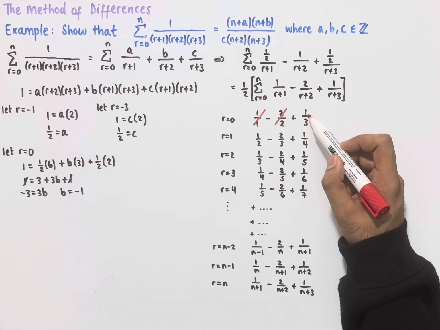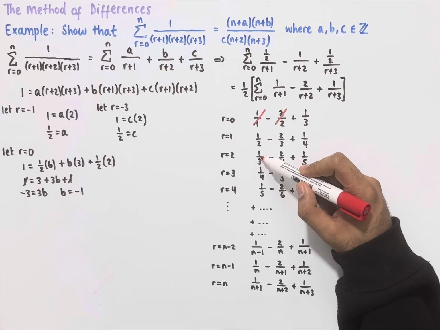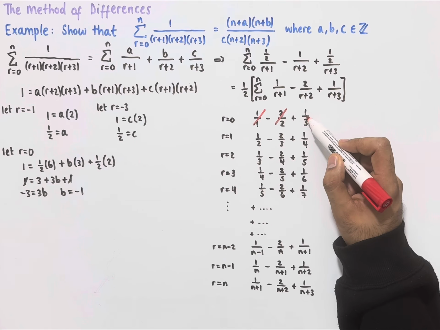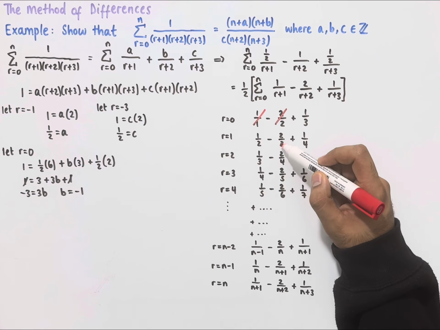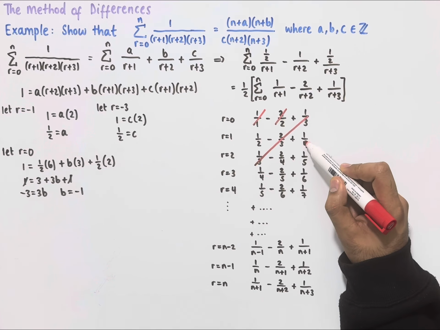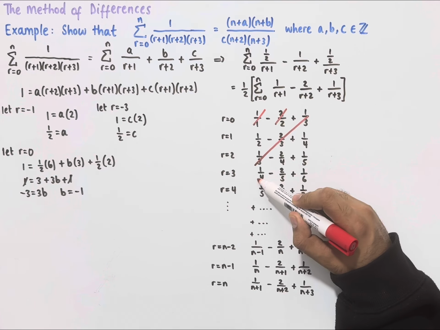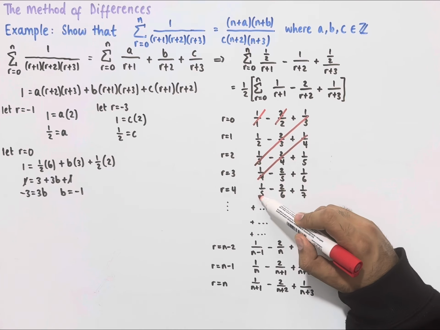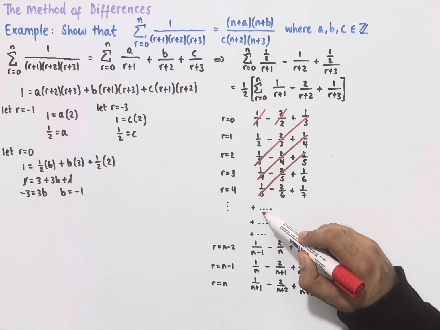We then get this nice cancelling along the diagonal. So positive a third plus a third is 2/3. Take away 2/3 becomes 0. So these terms cancel. Likewise, a quarter plus a quarter is 2/4. Take away 2/4 becomes 0. And so all of these diagonal terms are now going to cancel along with the ones in between.